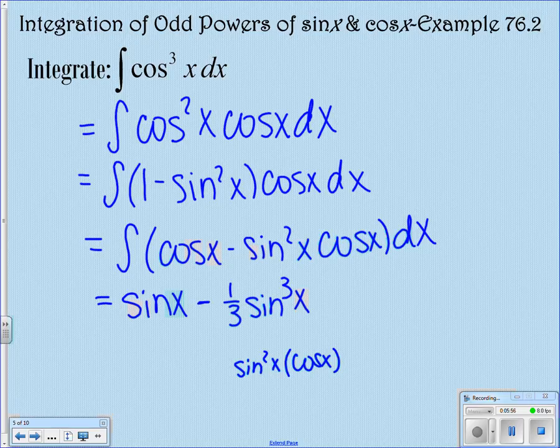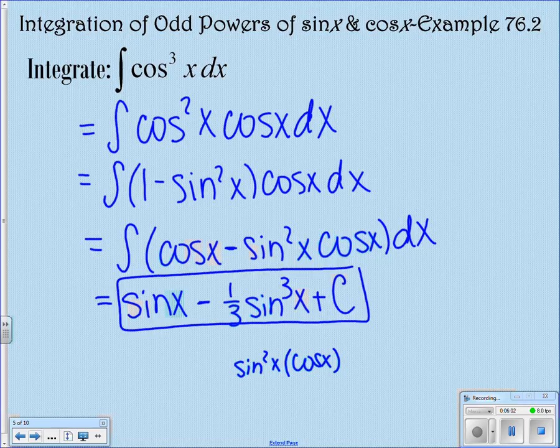So I need this to be a negative since this sign right here is a negative. And then I put my plus c, and that would be your answer right there. So these aren't just, oh, add 1 to the exponent and multiply by the reciprocal. That's not what these look like.